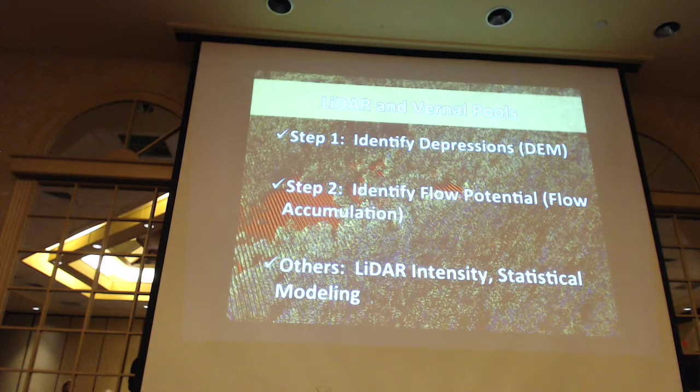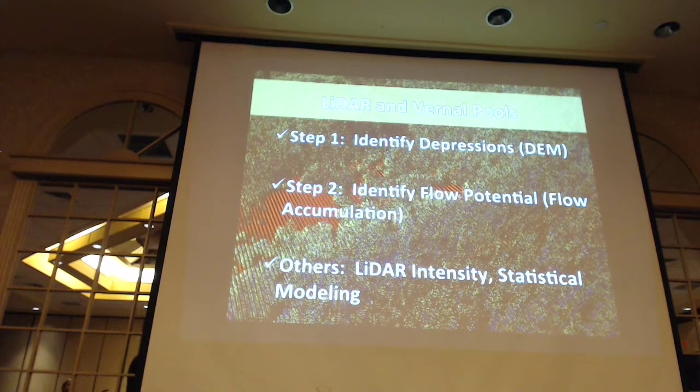So actually lots of work has been done with LiDAR in vernal pools already, or there's a growing body of literature. And many of these studies take a two-step approach to first identify depressions using a DEM, usually one derived from LiDAR, because it has to be a high-resolution DEM. And then secondarily, many of these studies have identified flow potential. Does a concavity, does a depression on the landscape have the capacity to fill with water, to be a pool?